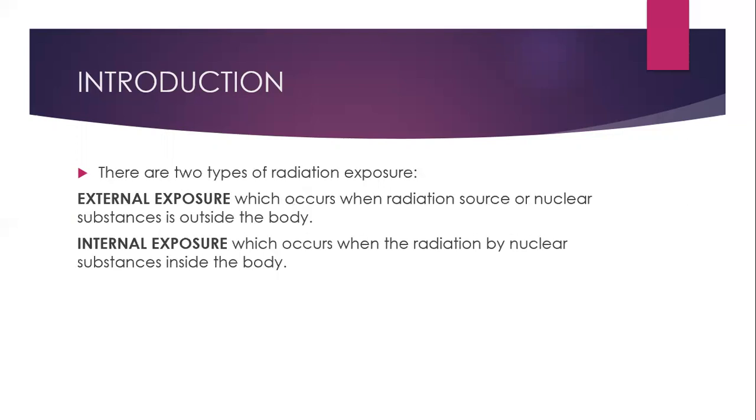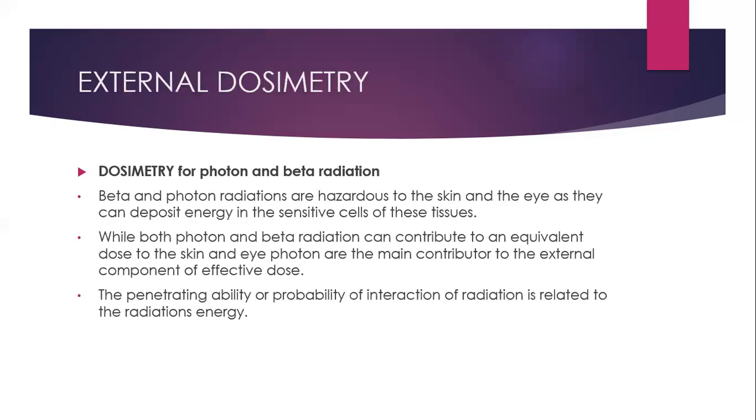There are two types of radiation exposure, external exposure and internal exposure. As is clear from the names, external means outside and internal means inside. External exposure occurs when a radiation source or nuclear substance is outside the body. And internal exposure occurs when the radiation from nuclear substances is inside the body.